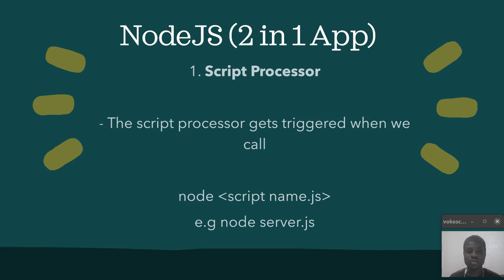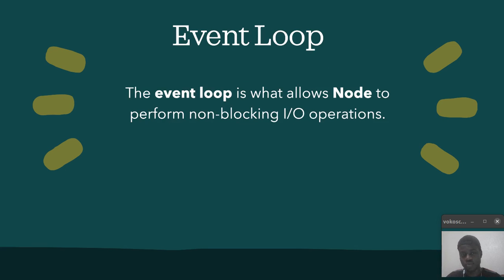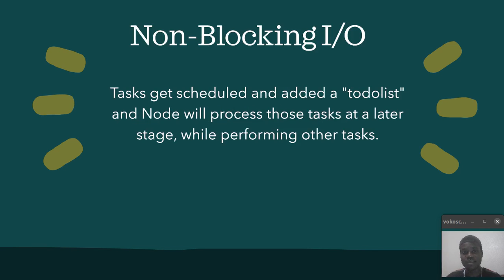However, the script processor doesn't just execute like that; there are things way beyond that, right? When the script processor gets triggered, Node will initialize what we call an event loop, right? And then the event loop will process that entire file, and then your script will be running, right? However, what is an event loop in this case? The event loop is what allows Node to perform non-blocking IO operations, like asynchronous operations, instead of synchronous operations.